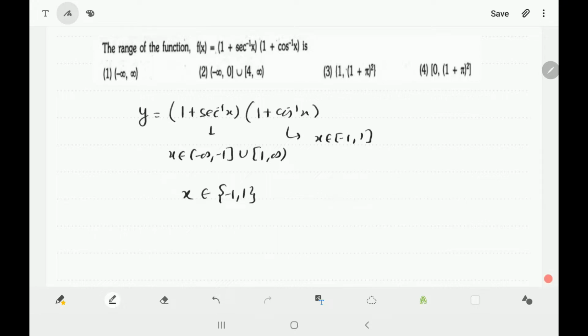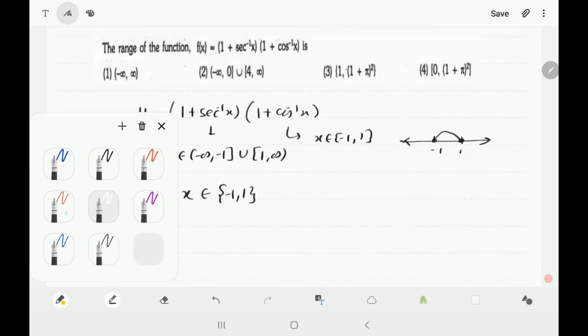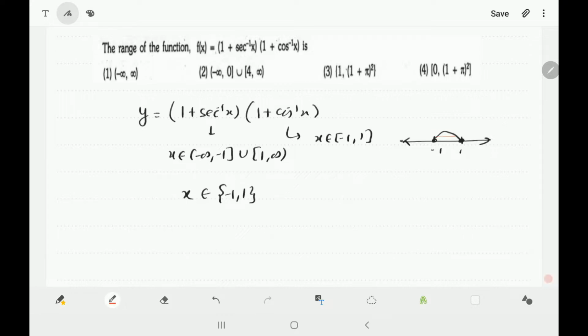Is this clear? Because if you take it on the number line, cos inverse x has domain from closed minus 1 to 1, and secant inverse x has from minus infinity to minus 1 union closed 1 to infinity.